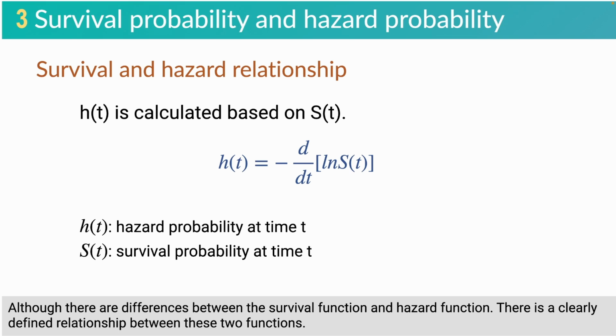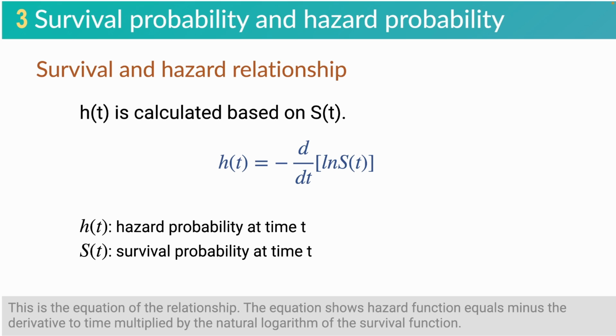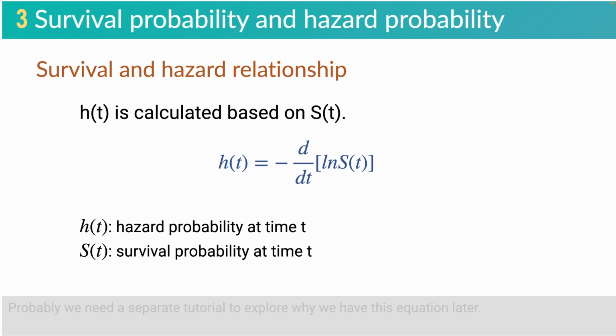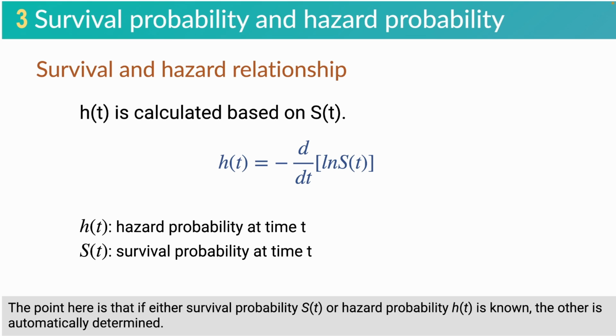Although there are differences between the survival function and hazard function, there is a clearly defined relationship between these two functions. This is the equation of the relationship. The equation shows the hazard function equals minus the derivative with respect to time of the natural logarithm of the survival function. Probably we need a separate tutorial to explore why we have this equation later. The point here is that if either survival probability or hazard probability is known, the other is automatically determined.